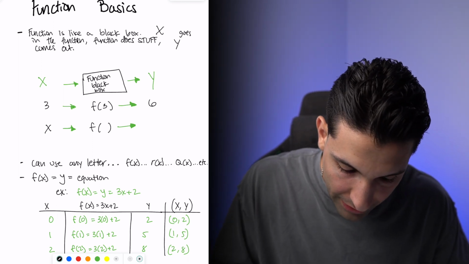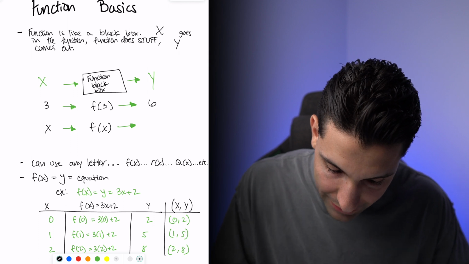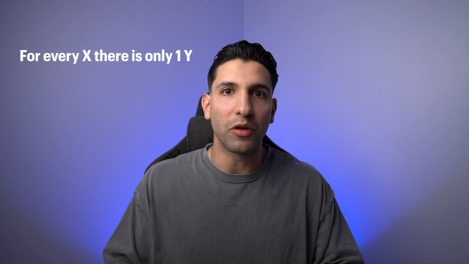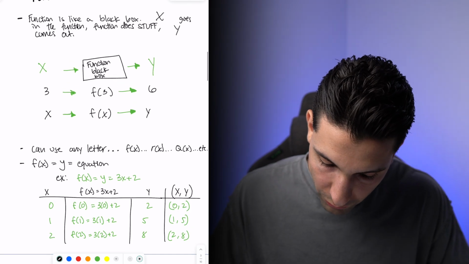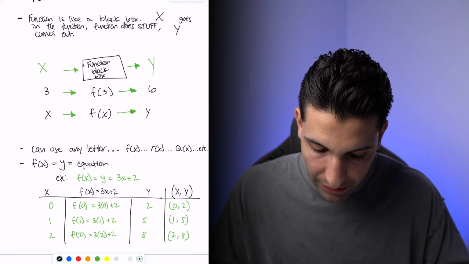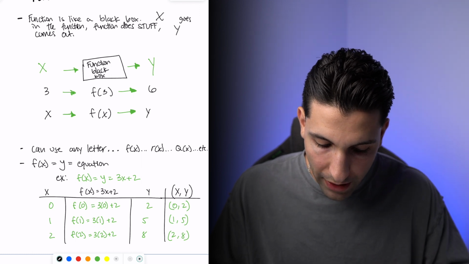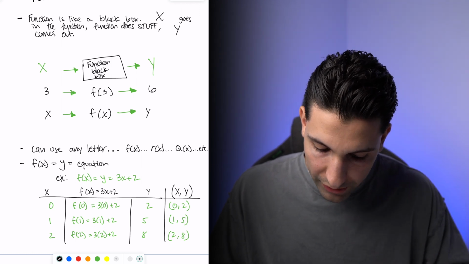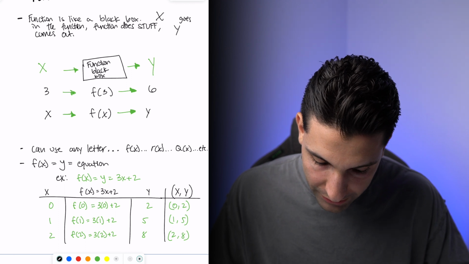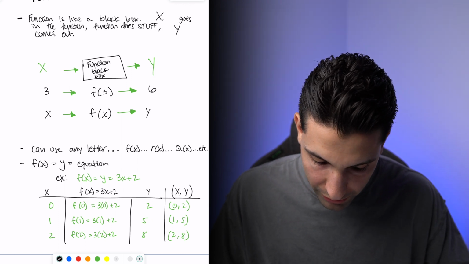So we go down here. Anytime you see an x, you can plug in an x in the function and out comes a y. And for every x, there is only one corresponding y. We can use any letter: f of x, r of x, q of x, etc. f of x equals y, which equals an equation. So if we look at this example below, we have f of x equals y, which equals 3x plus 2.